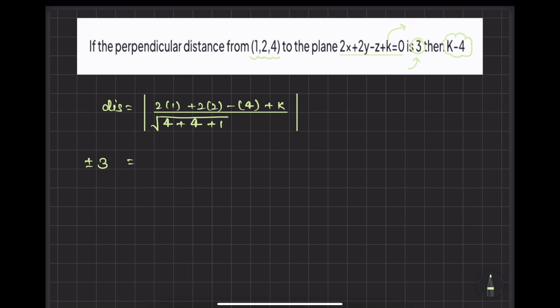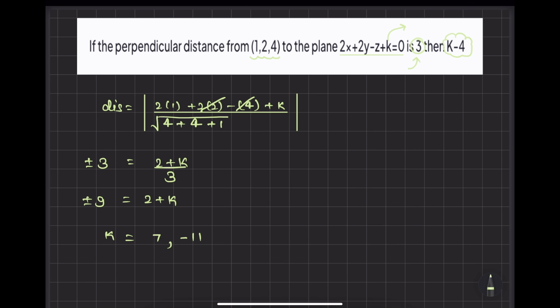So it is 2 plus 4, so this thing is gone, so it is 2 plus k upon 3. So we can write down plus minus 9 equals 2 plus k. So the value of k will become either 7 or minus 11. Correct? Means 2 will go that side, it will become minus 2. So plus 9 minus 2 is 7, minus 9 minus 2 is minus 11.